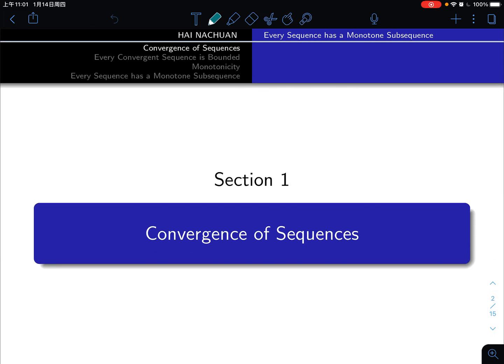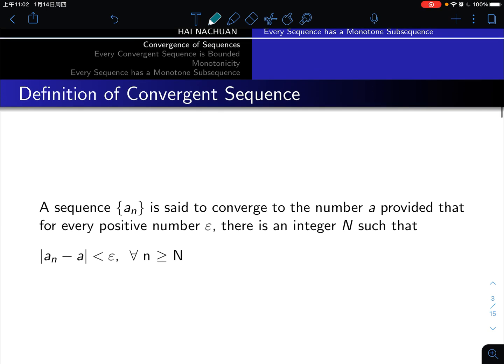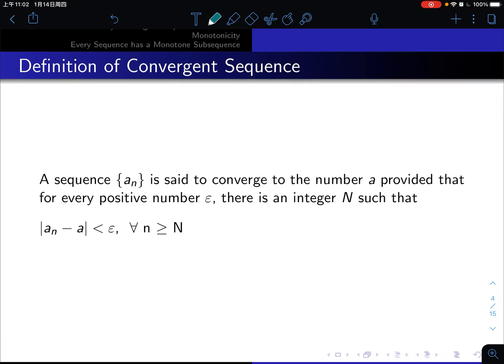Section 1. Convergence of sequences. I think this definition is very familiar to us after this semester. A sequence a_n is said to converge to the number A, provided that for every positive number epsilon, there is an integer big N such that |a_n minus A| is smaller than epsilon for all small n bigger than big N. This is the definition, and I think it is very familiar. Let me show you. This is the text.